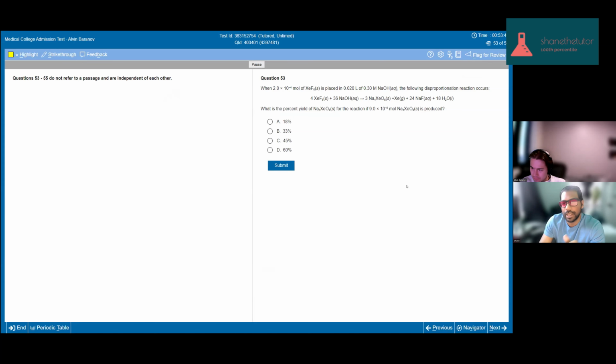Yeah. So we have a balanced reaction here, and let's say you had 1 mole of this, right? If there's 4 moles of this and 24 moles of this, that's 6 times. So if you had 1 mole of this, there should be 6 moles of NaF, right?